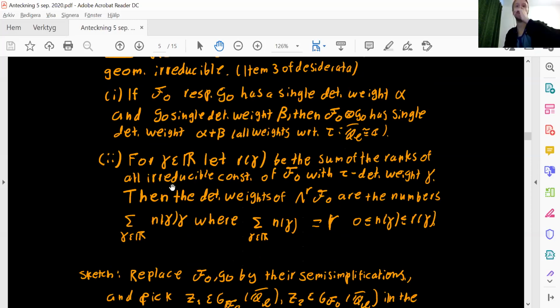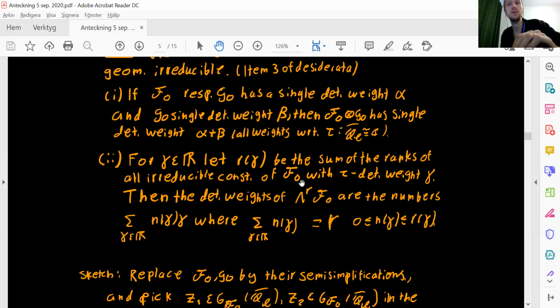And 2 tells us that for gamma in R, we let R gamma be the sum of the ranks of all irreducible constituents of F0 which have tau determinant weight gamma. Then the determinant weights of the r-th exterior power of F0 are precisely the numbers given by the sum over all gamma in R of n gamma times gamma, where these n gamma are numbers that sum to r. And here we can let n gamma be between 0 and R gamma.